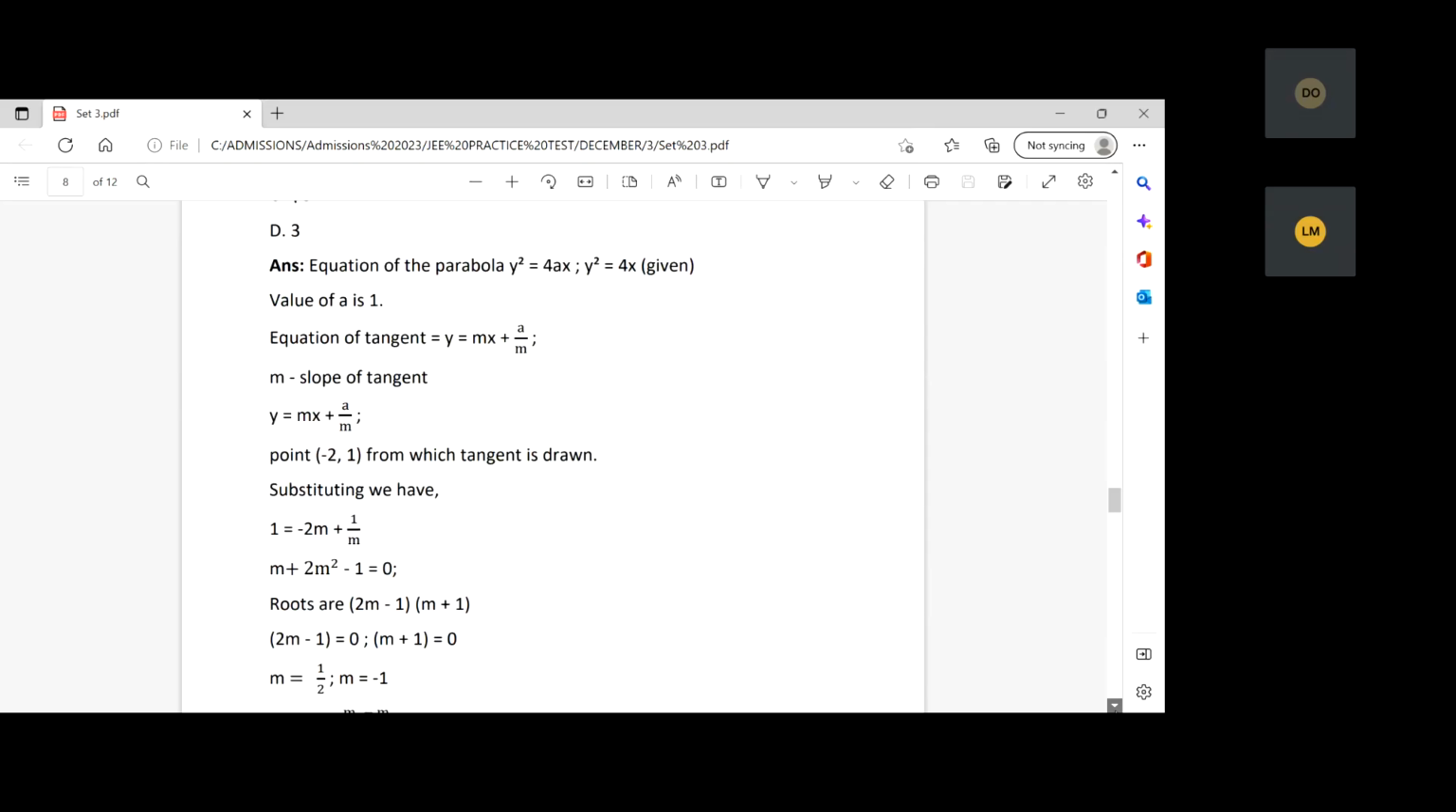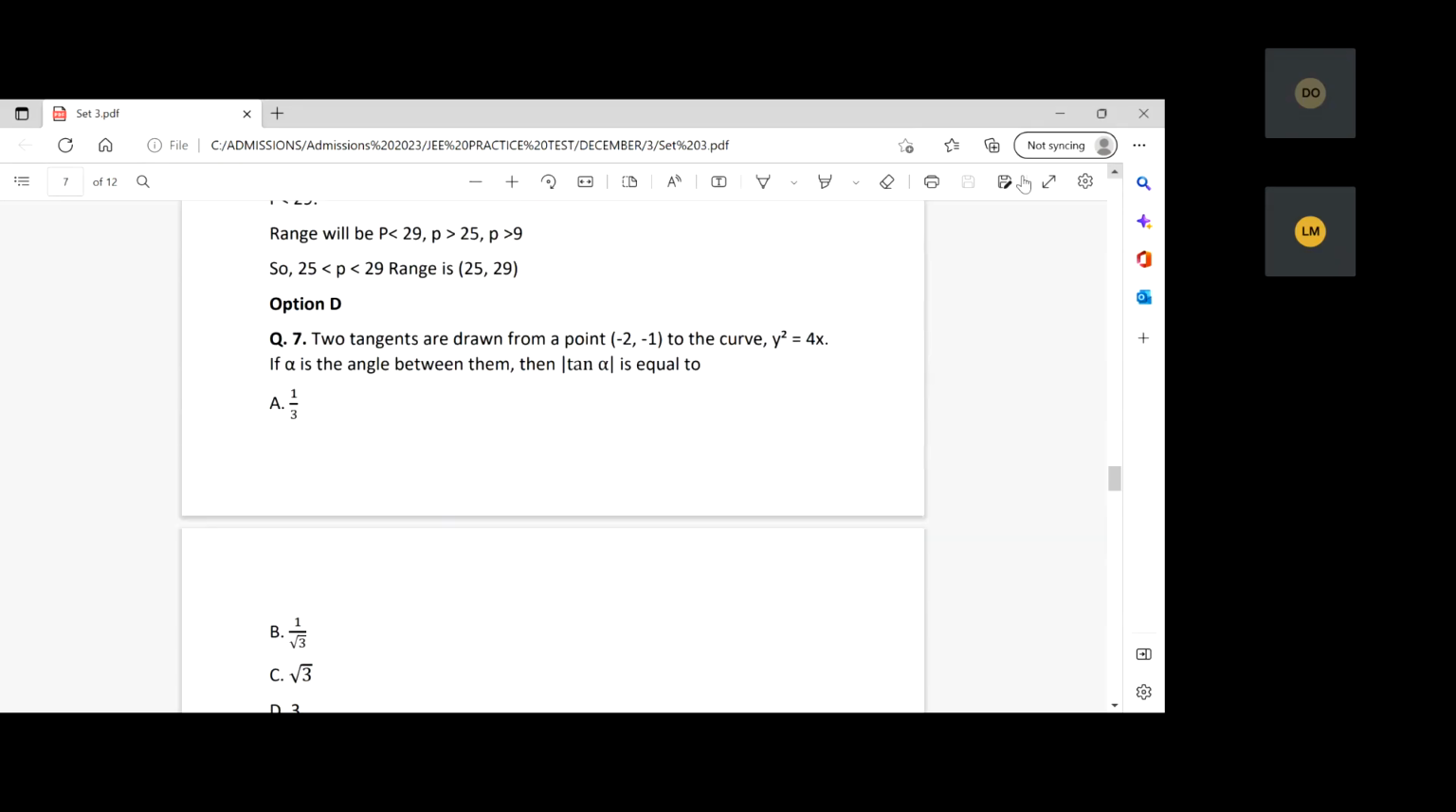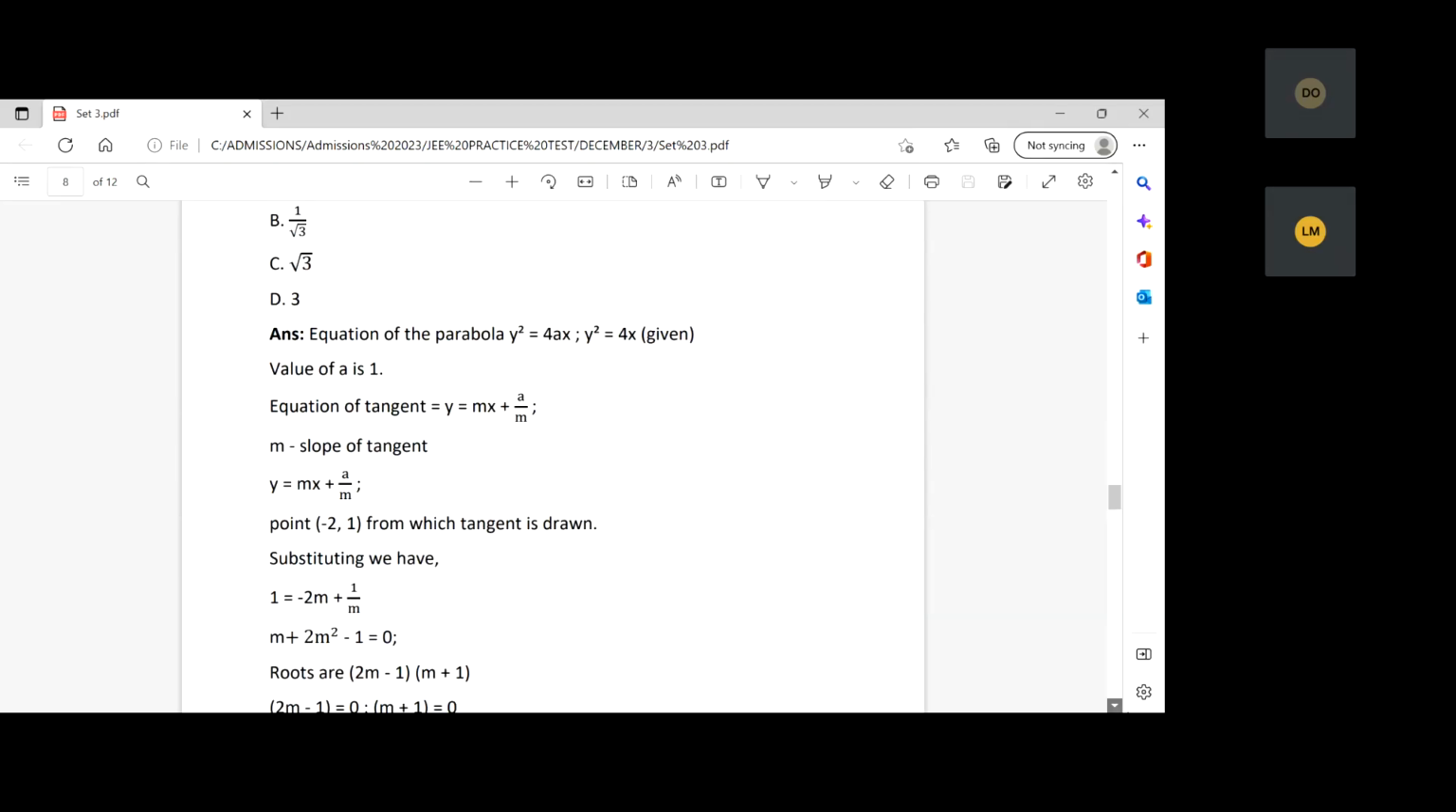What is given in the question is y square equal to 4x, right? So here the value of a is 1. Another thing given in the question is that two tangents are drawn from this point to this curve, and we have the angle alpha between them. So you need to remember the equation of the tangent. What is it? y is equal to mx plus a by m. They have given us the point from which the tangent is drawn, which is (-2, -1). So I'm going to substitute for x and y. So this will be -1 is equal to -2m plus a by m.